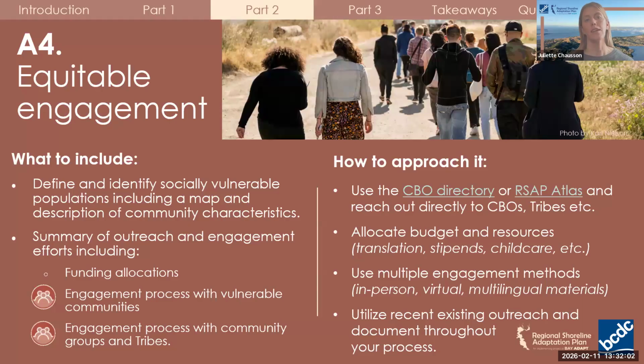You also must provide a summary of equitable outreach and engagement efforts, including any funding allocations that supported engagement. Allocating budget and resources early is a great way to support engagement, and that could include funding for translation, stipends, or childcare. Additionally, multiple engagement methods, including in-person and virtual meetings, accessible locations and meeting times, and multilingual materials can help improve reach.